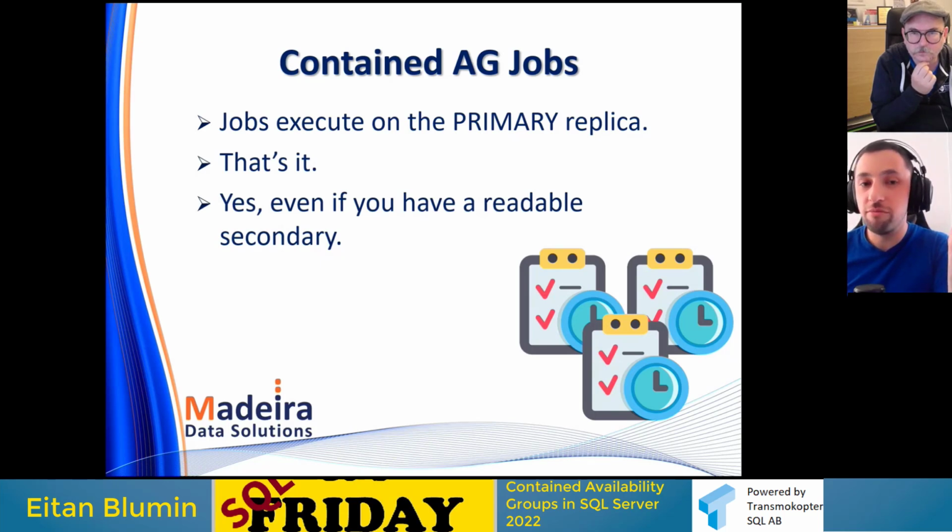Even if you have a readable secondary and you want to run some kind of job, let's say it's a read-only job, it does something and then sends an email or whatever, you can still only run this on the primary replica.